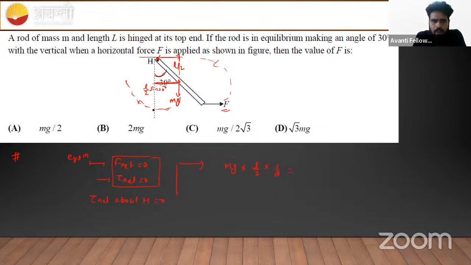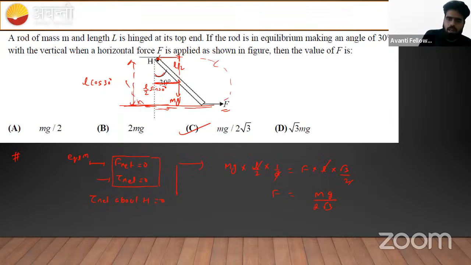What is the line of action of this force here? This is the line of action. What is the perpendicular distance from the hinge point? This is the perpendicular distance. If we take the vertical component, that is equal to L cos 30. So here F into L cos 30, that is root 3 by 2. If we solve this, the value of force is nothing but mg upon 2 root 3. Option C is right.